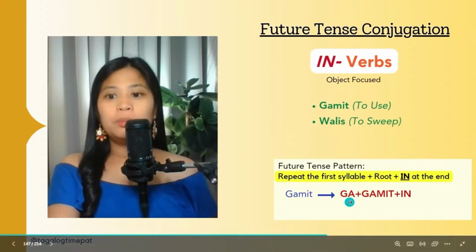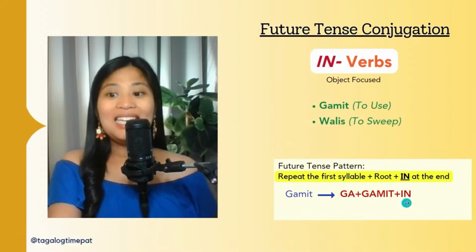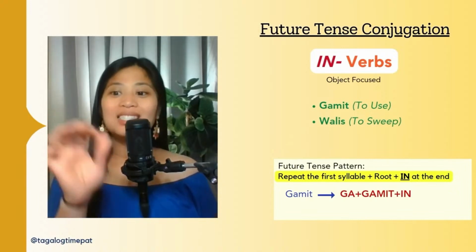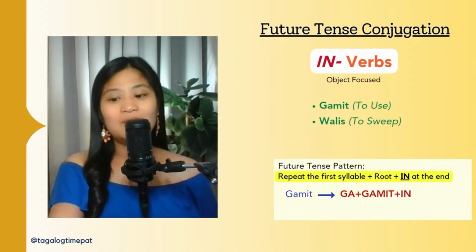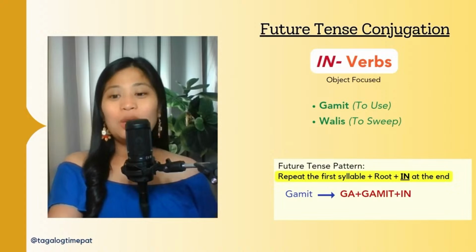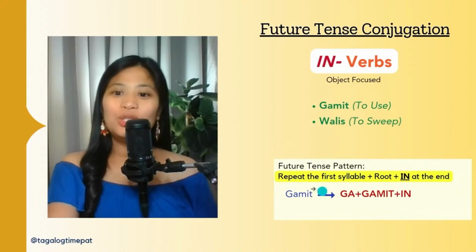Gagamitin. So you repeat the first syllable, then it's the root, then it's in at the end. So this is very interesting. We haven't seen a suffix yet, so the in goes at the end of the word. This is the first time we've seen this. You jot it down. What do you think walis, to sweep, will be in the future tense? And just use this pattern.